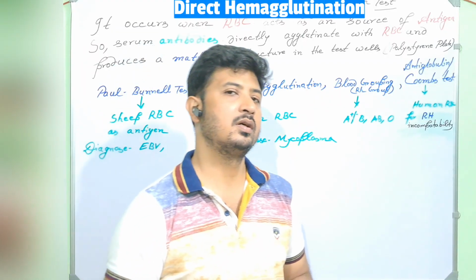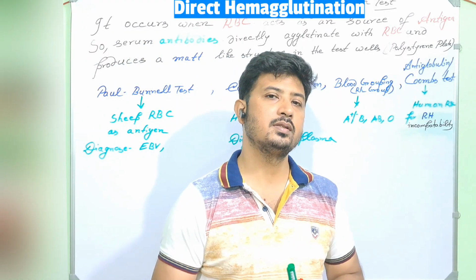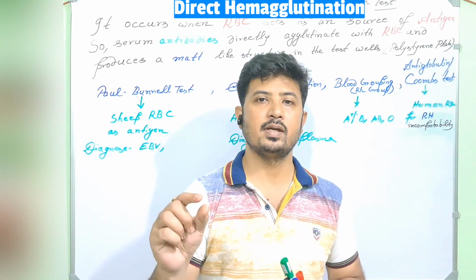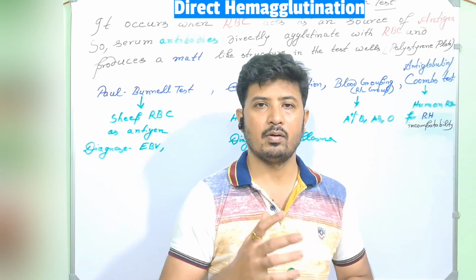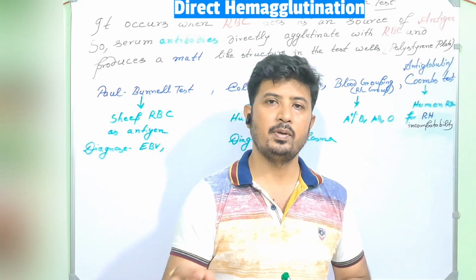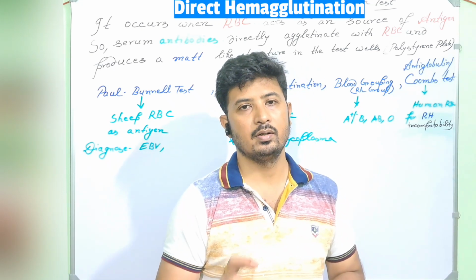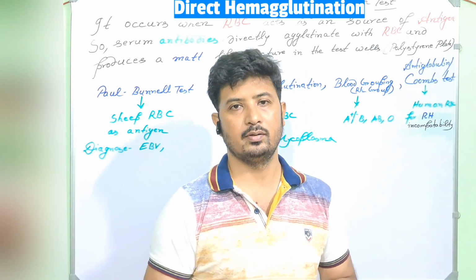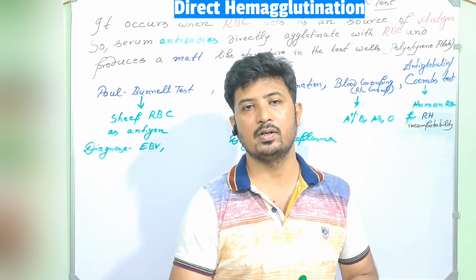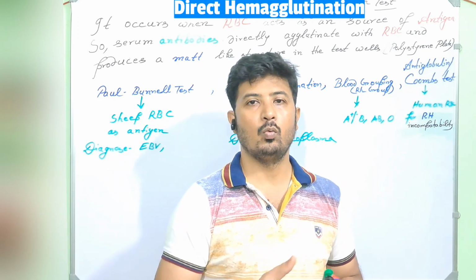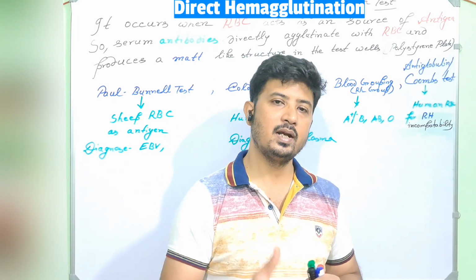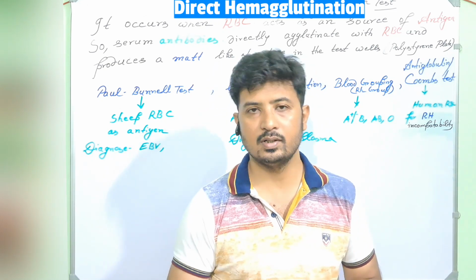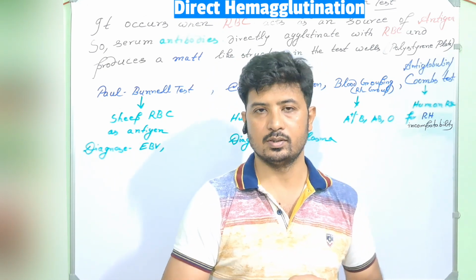So as the name suggests, heme agglutination means there will be involvement of RBC. That is why it is heme agglutination. Now agglutination means there will be an antigen-antibody reaction, but RBC will be here as a crucial antigen. That is why it is heme agglutination. Why is it direct? Because directly the RBC is bound by the antibody. That's why it is a direct heme agglutination.